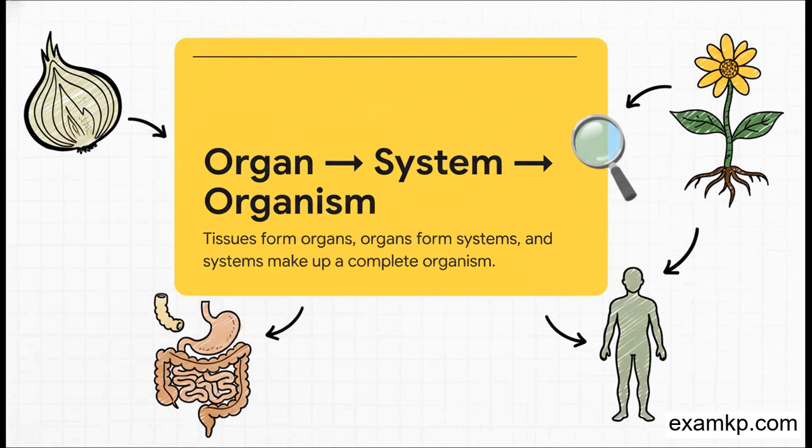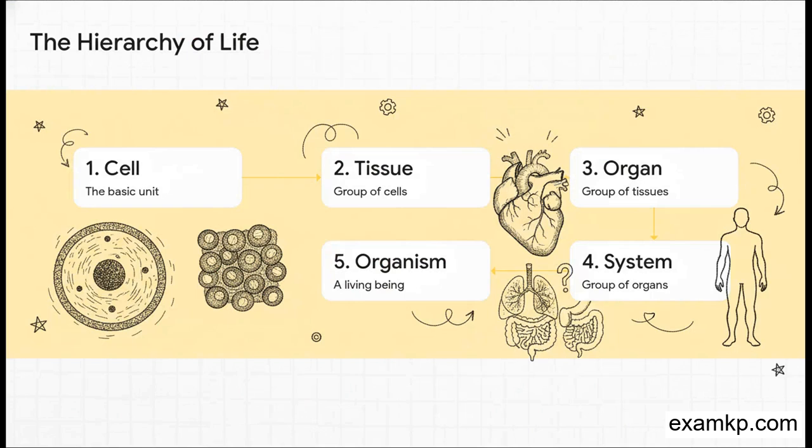And the complexity just keeps building from there. When tissues combine, they form an organ, like an onion bulb. When organs start working together, they form a system, like our own digestive system. And finally, when you put all those systems together, you get a complete functioning organism, like a person or a whole flowering plant.